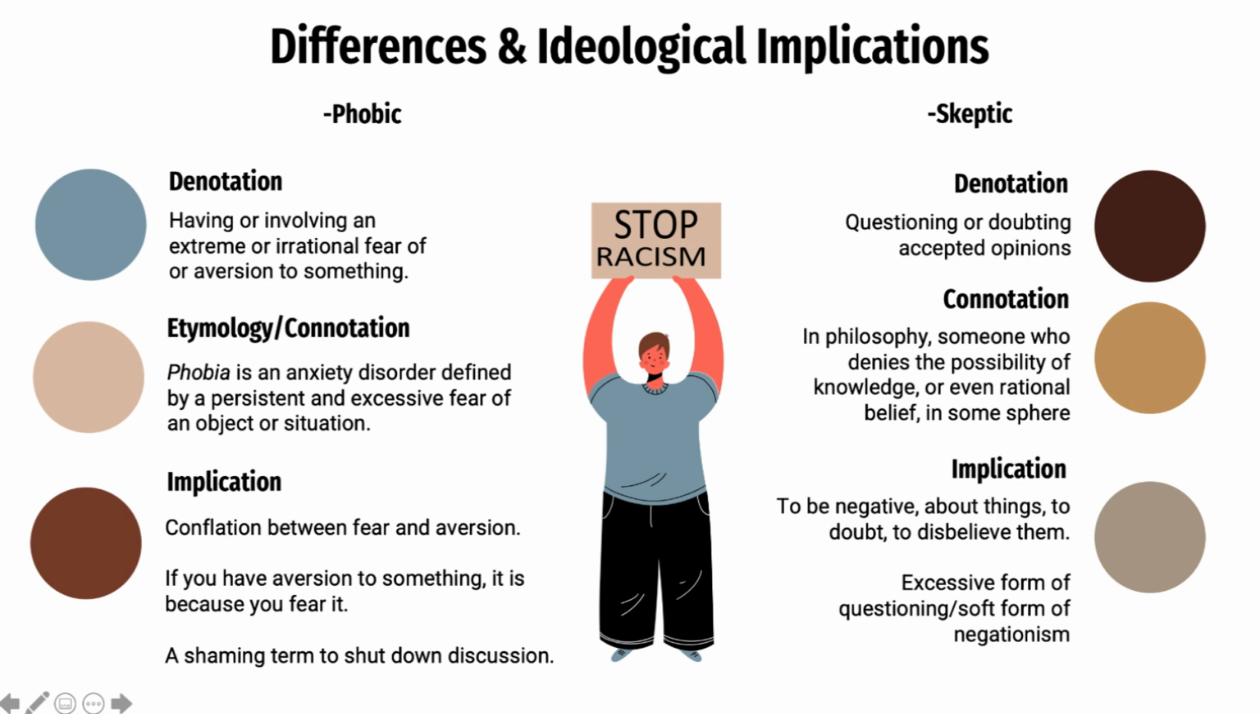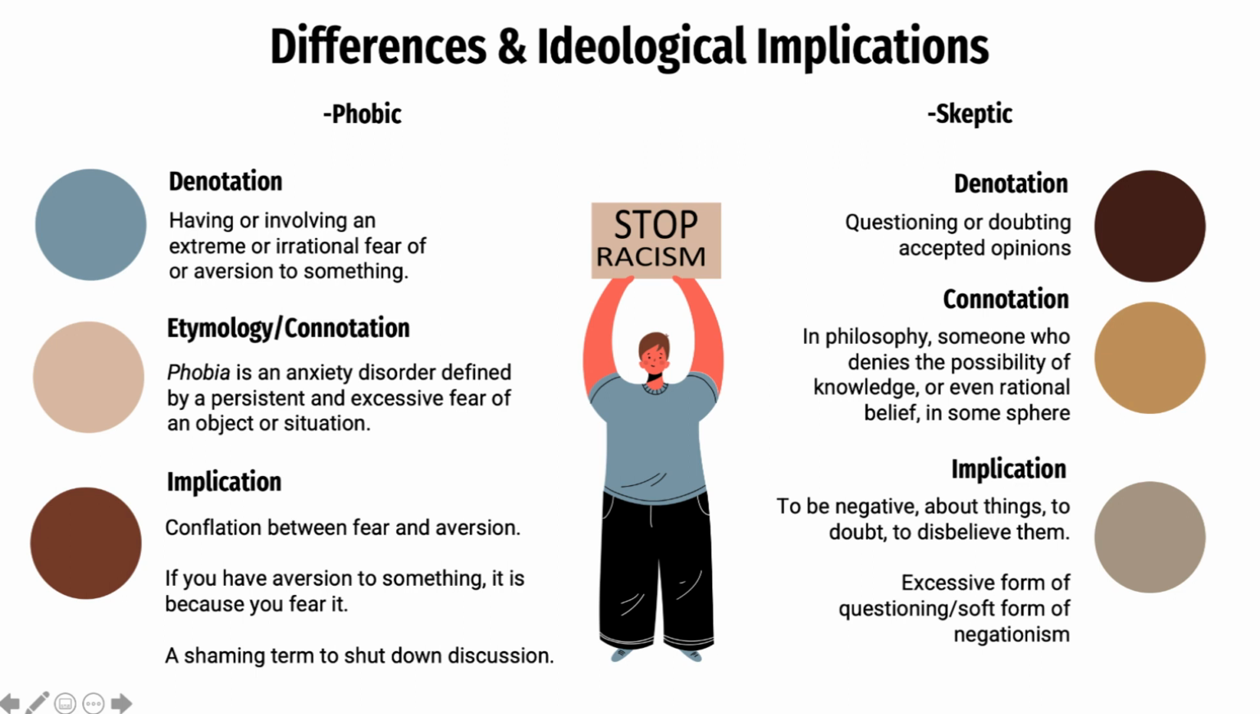The denotation is that of questioning or doubting accepted opinions. The connotation is trickier because historically it has been linked to a school of thought in philosophy, which is skepticism. The skeptics in philosophy were people who denied the possibility of knowledge or even rational belief in some sphere, which is much more extreme than what the denotation points to, which is the mere questioning or doubting of accepted opinions.